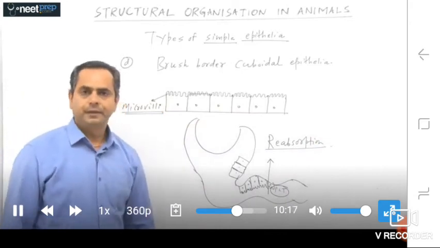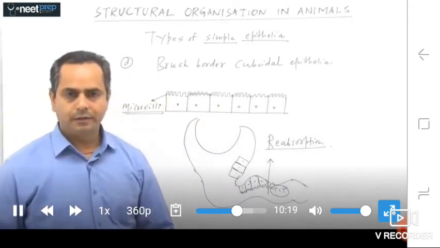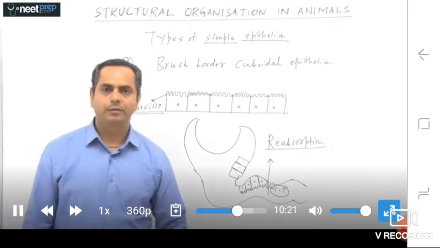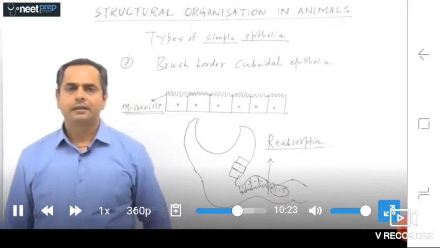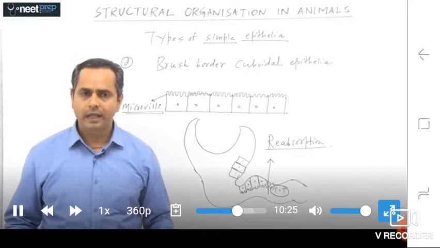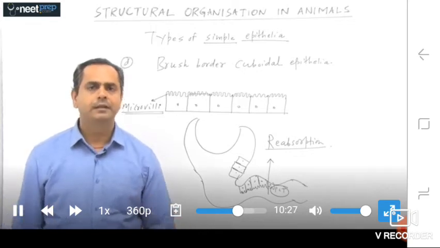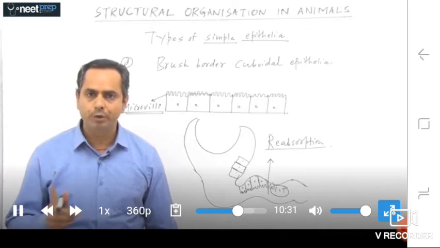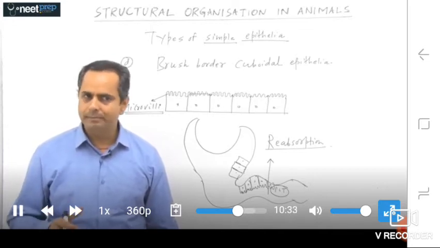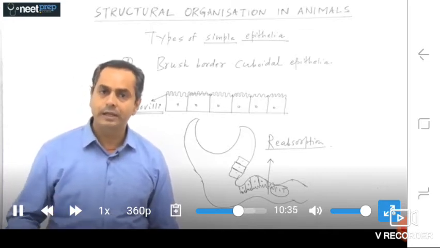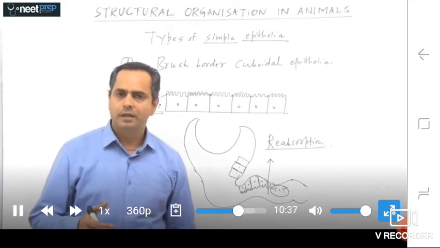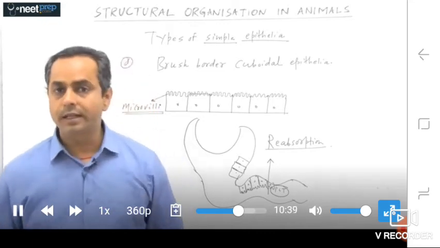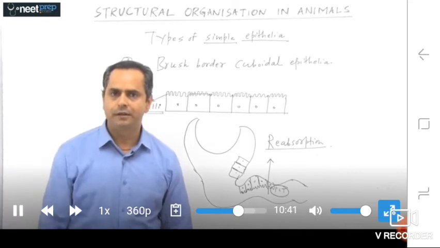That's fine. So the location of brush border cuboidal epithelia is the renal tubule, and that is mostly developed in PCT, proximal convoluted tubule, because PCT is the main site of tubular reabsorption, and most of the solutes and solvent get reabsorbed in your PCT only.